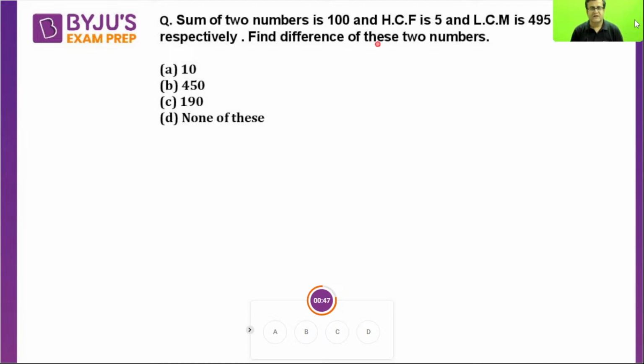Everybody, the sum of two numbers is given. HCF is given. LCM is given. The difference of the two numbers you are supposed to find out.